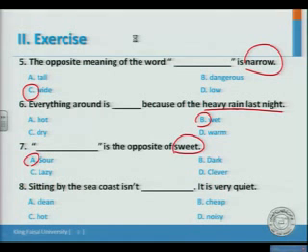Sitting by the sea coast isn't. It is very quiet. So quiet, the opposite of quiet is noisy.